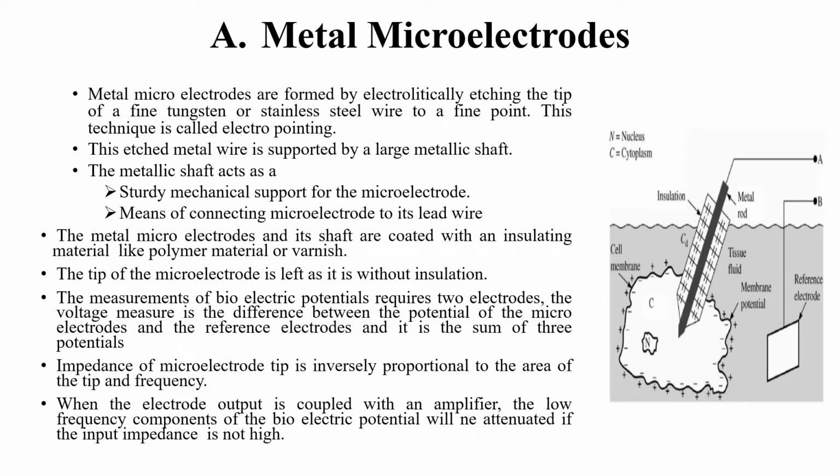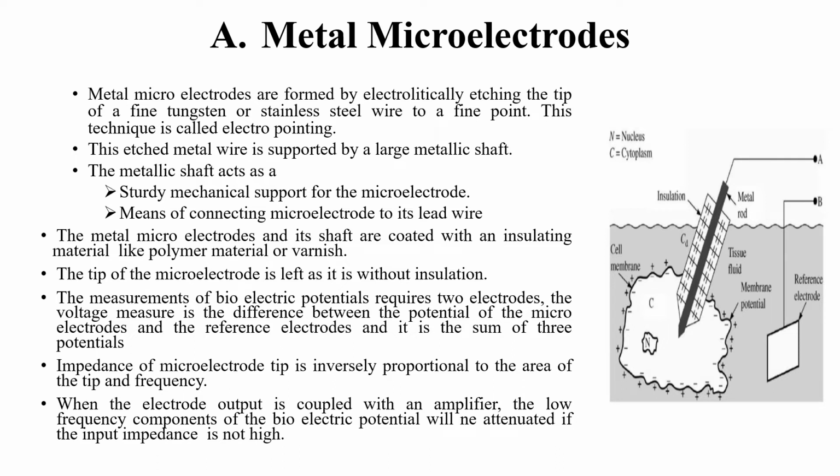A metal microelectrode is a fine needle of a strong metal that is insulated with an appropriate insulator up to its tip. Metal microelectrodes are formed by electrolytically etching the tip of a fine tungsten or stainless steel wire to a fine point. This technique we can call electropointing. This etched metal wire is supported by a large metallic shaft. This metallic shaft acts as a steady mechanical support for the microelectrode while we are using it for measuring.